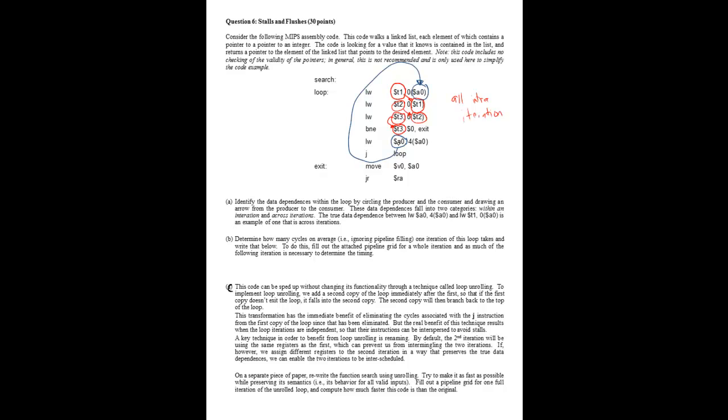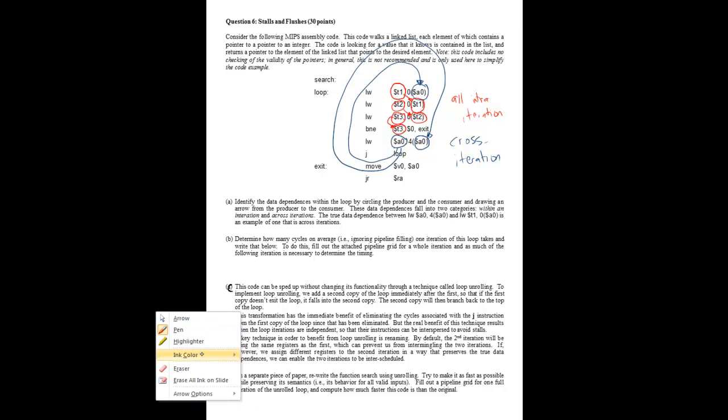So on iteration n, this load will write A0, and then on iteration n plus 1, it will read A0. Likewise, there's a dependence between that instruction and itself on the following iteration. And so these are both examples of cross-iteration dependencies. So those are the data dependencies.